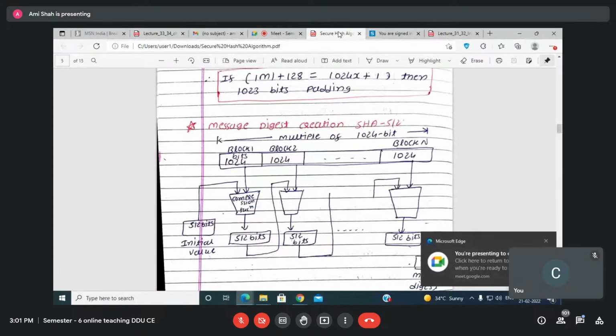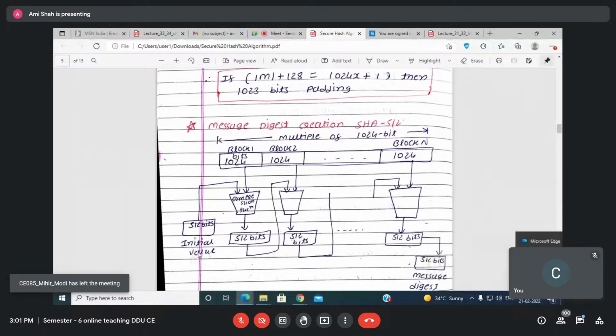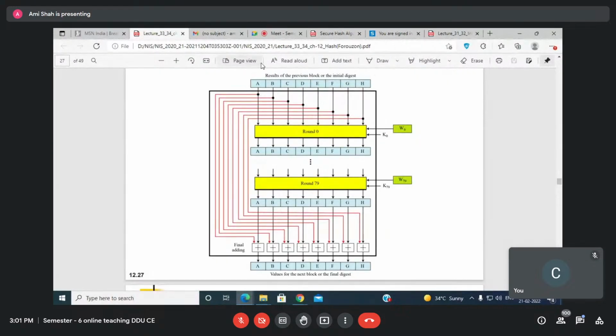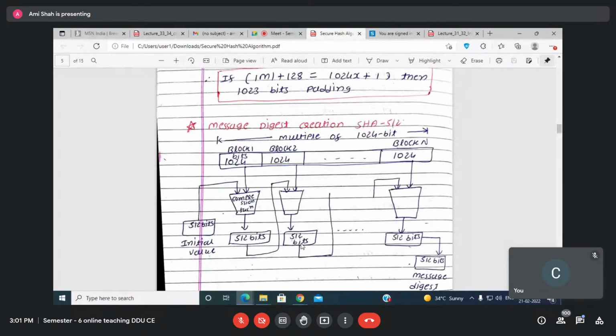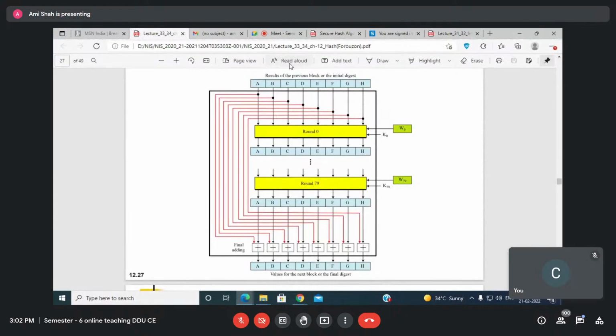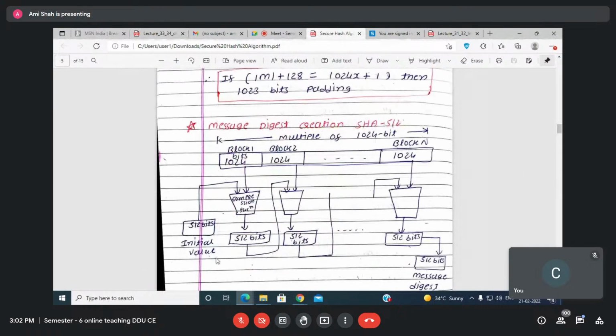Okay, listen here. If I'm starting from here, which value is mixed with the first block? It is the initial value. In this figure, assume this is my initial digest. I'm starting from here, and if I'm talking about some middle one, then I'm talking about the previous block, right? So let's start with this.